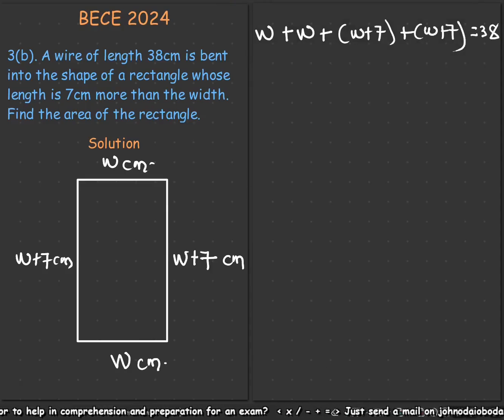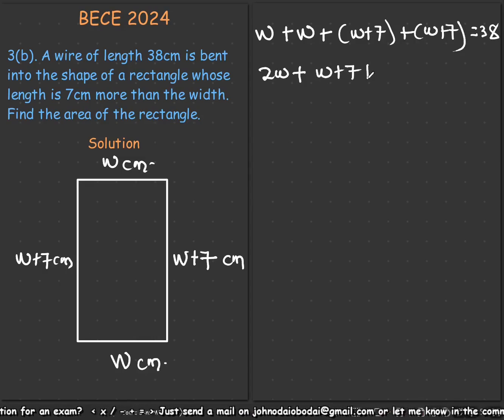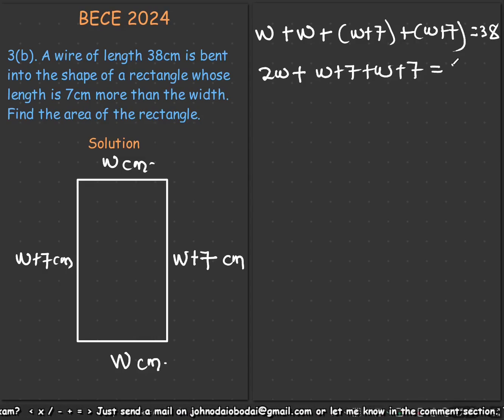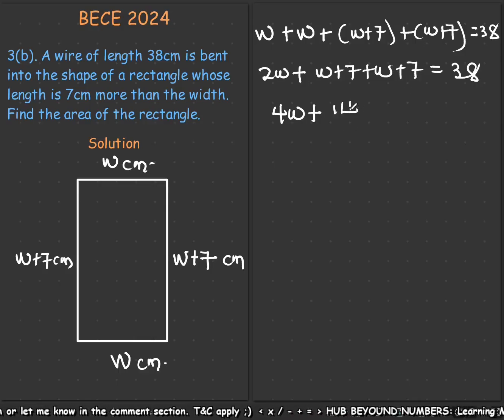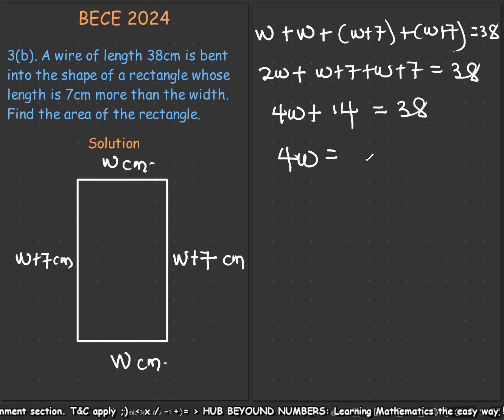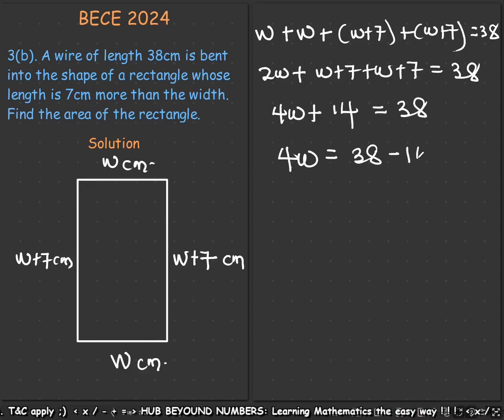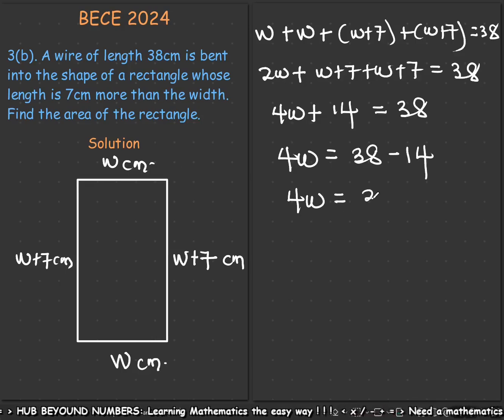Opening the bracket and simplifying further, we get W plus W plus 7 plus W plus 7 is equal to 38. Simplifying further, we have W plus W plus W plus W, that gives us 4W. Then we have 7 plus 7 giving us 14, still equal to 38. Making 4W the subject, we get 38 minus 14. So 4W is equal to 24.